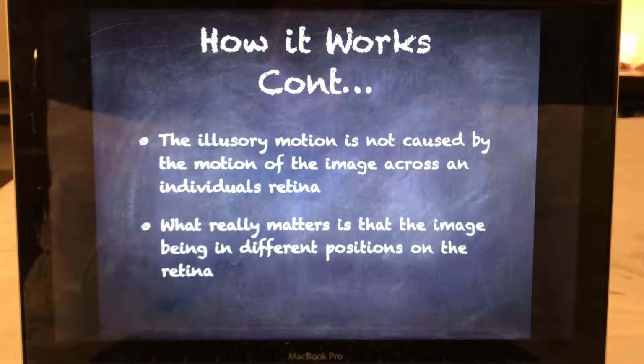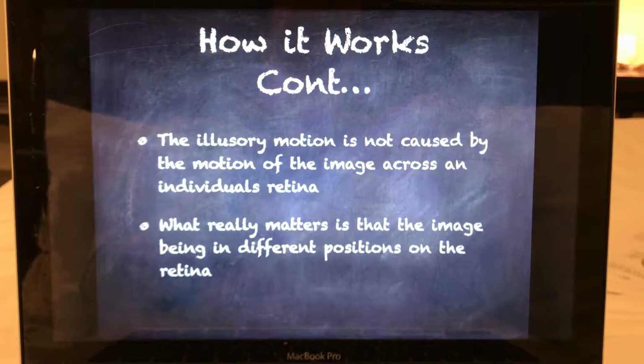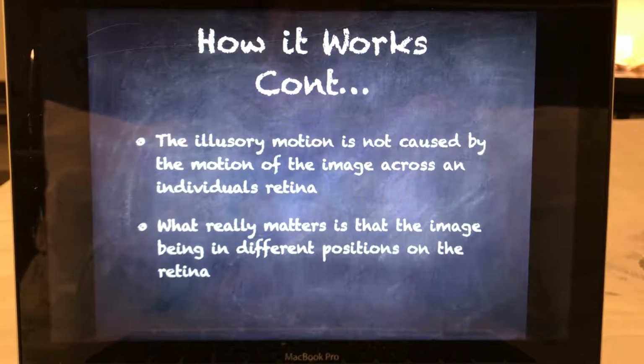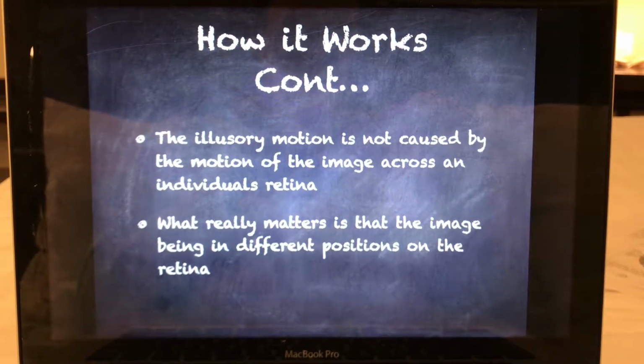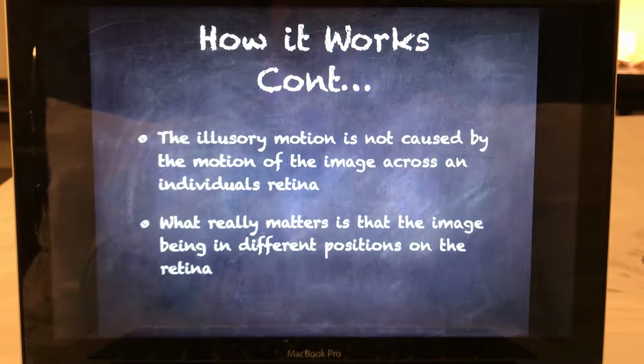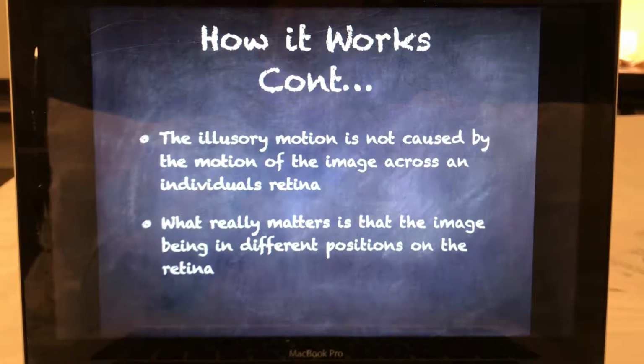The illusion motion is not caused by the motion of the image across an individual's retina. The movement of the eye is not causing the movement of the image. Instead, the image being in different positions on the retina is what really matters.